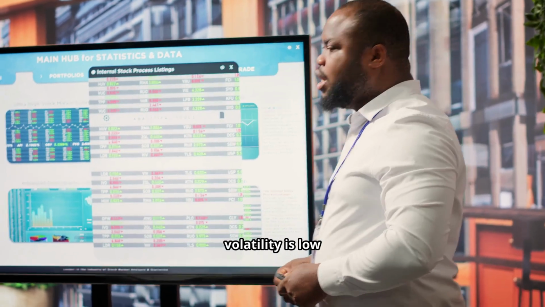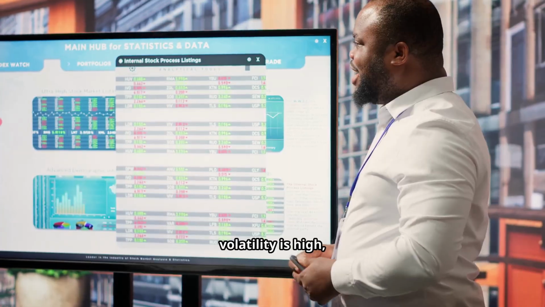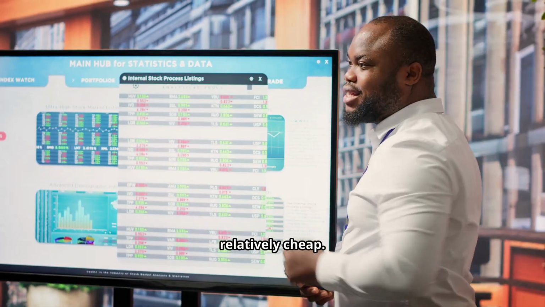Conversely, if implied volatility is low but realized volatility is high, options might be relatively cheap.